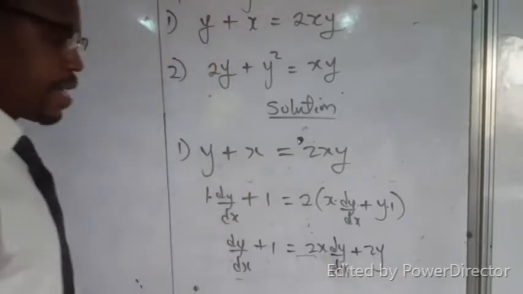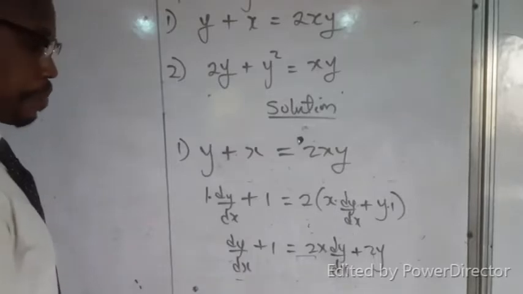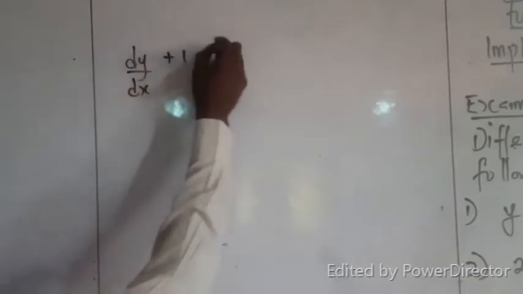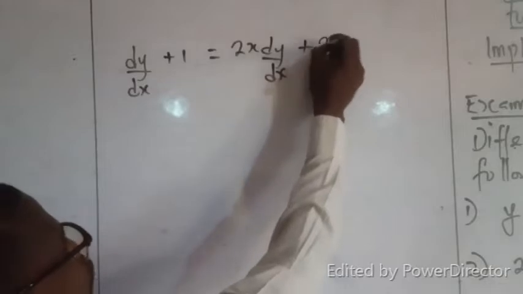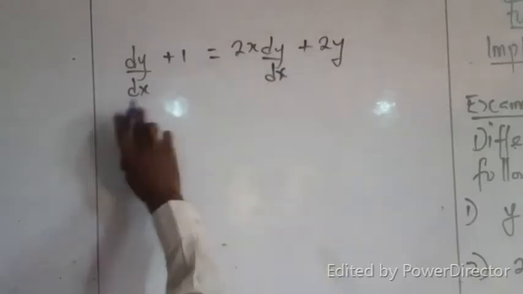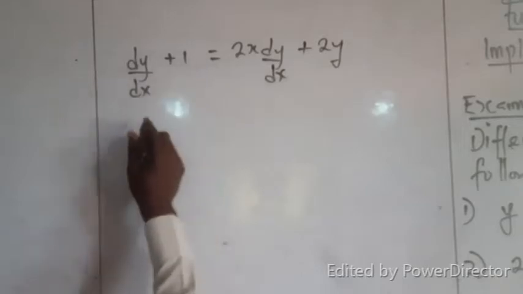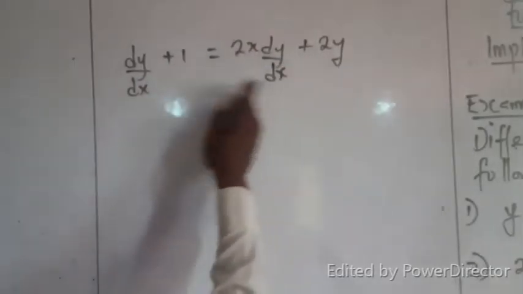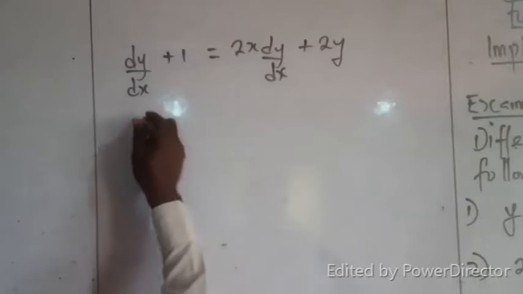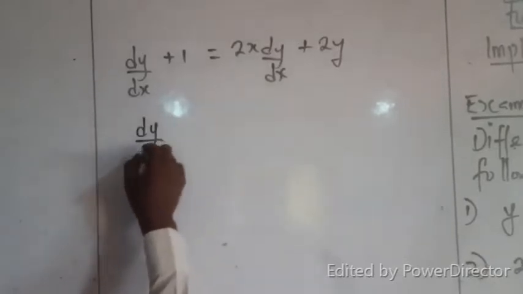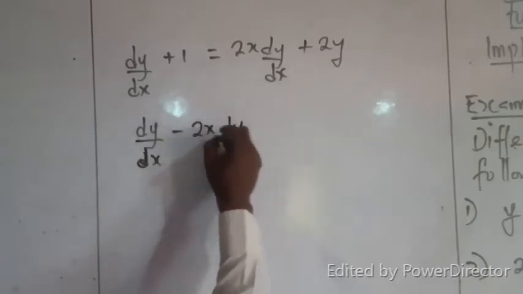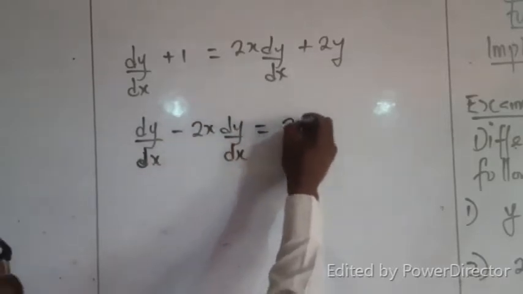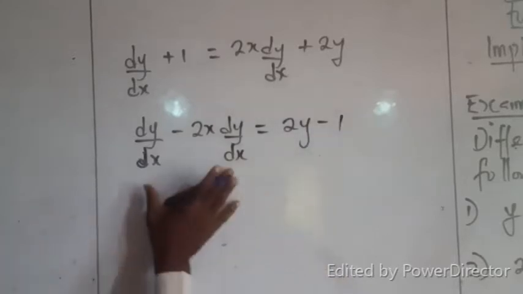You have to make dy dx the subject of this equation. So from this point, dy dx plus 1 equal to 2x dy dx plus 2y. If you make dy dx the subject, it means we are going to bring this one over here, or you can make an alternative. You can take dy dx to meet this. Whichever method you follow there, you are still correct. So dy dx minus 2x dy dx will be equal to 2y minus 1.